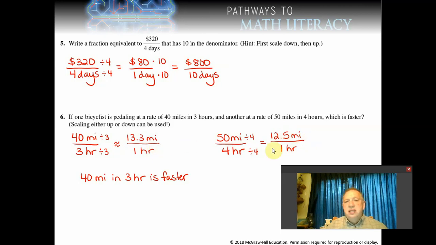Once we get these to be the same in the denominator, then we just compare the top. Well, this is 13.3 miles we've covered, so obviously that's faster.